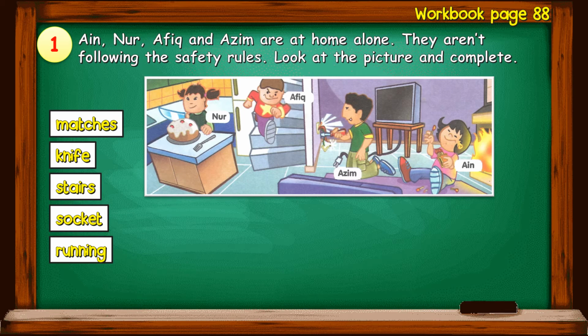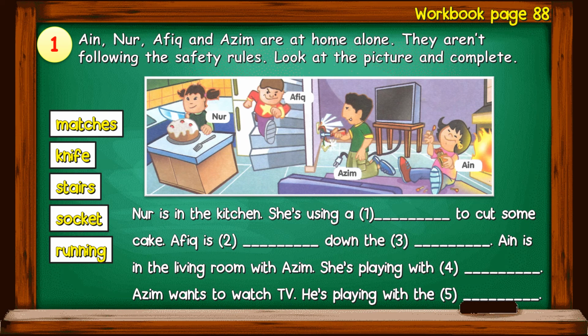Look at this paragraph. Nur is in the kitchen. She's using a knife to cut some cake. Afiq is going down the stairs. Ain is in the living room with Azim. She's playing with the doll. Azim wants to watch TV. He's playing with the socket.